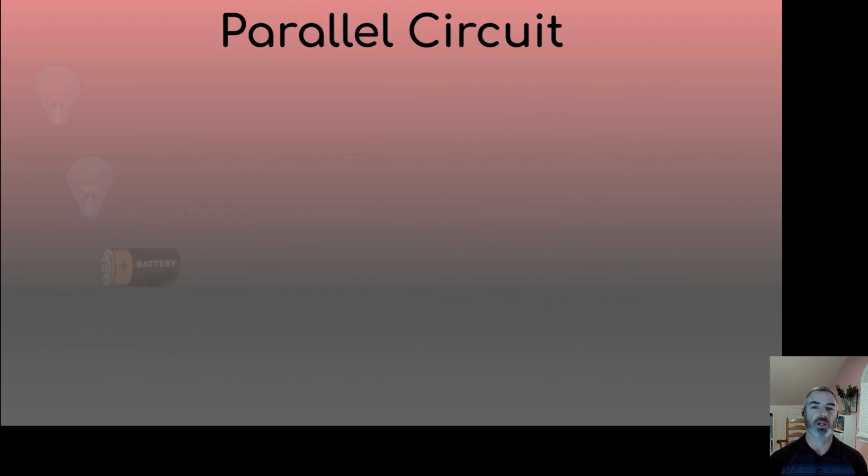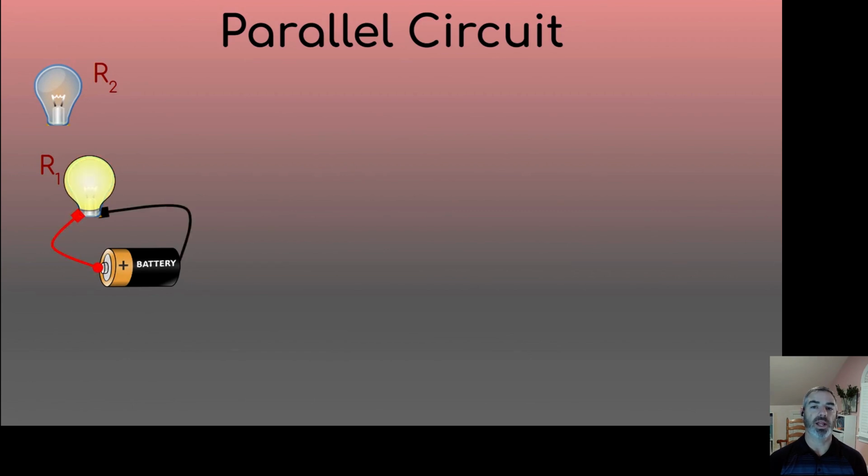So in a parallel circuit, we have a battery and two bulbs again, and we'll label those bulbs R1 and R2. We're going to connect those bulbs to the battery, and then we'll connect two more wires in parallel like we did in the previous video with capacitors, and we can see that both of the bulbs are lit. So let's draw a schematic diagram, the battery with the wires.